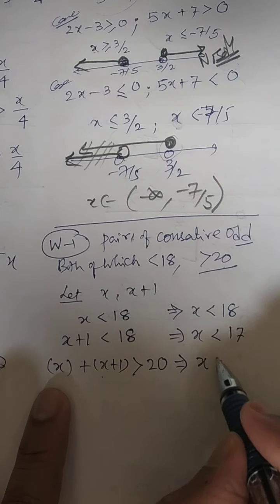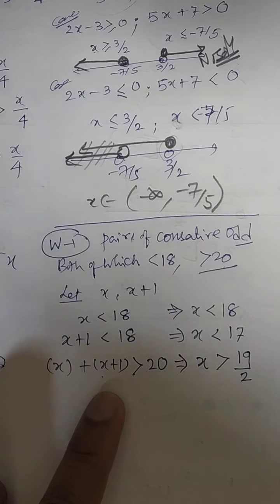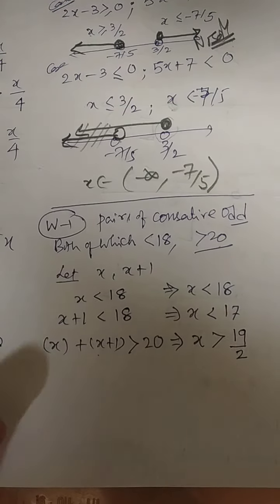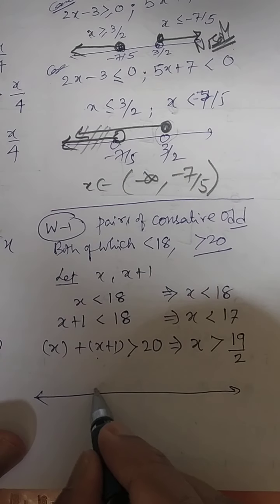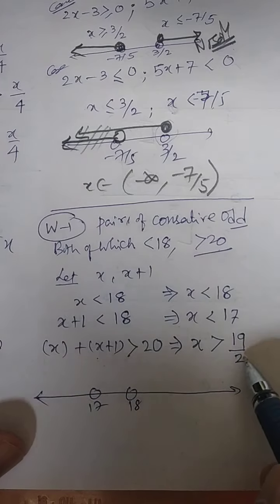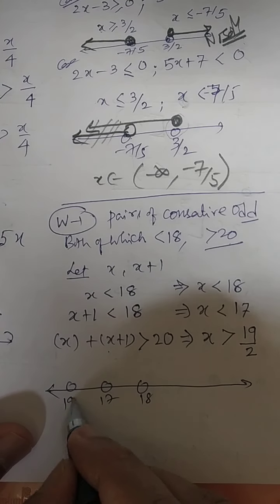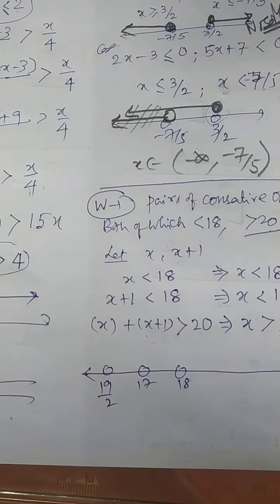That means x is greater than 19/2. Are you following? Are you getting the same answer? Now I am putting all three numbers together to find the common part. This is 17, then 18, then 19/2 is somewhere over here. Now let us consider x is less than 18.